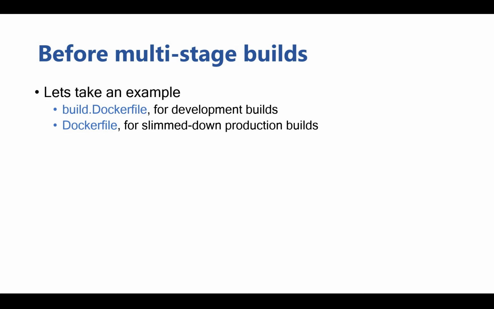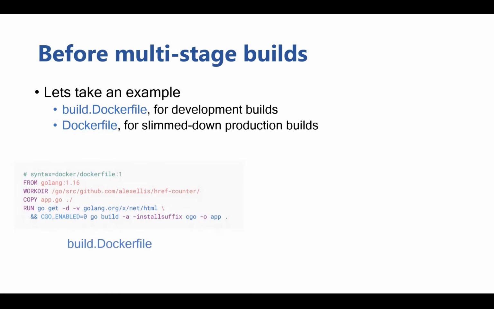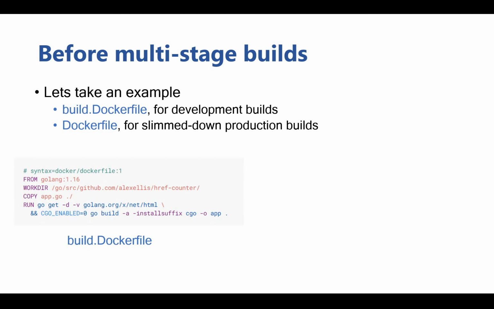Let's take an example where we want to have a development environment. So we create a Docker file called build.docker file, and we also have a Docker file which is slimmed down for the production build, right? Let's take this build.docker file, where we are taking a base image from Golang. You're going to set your work directory and build your app. We are going to use go build for building this app, which will be saved in the location as app, right? So that will be the part of the build or development build.